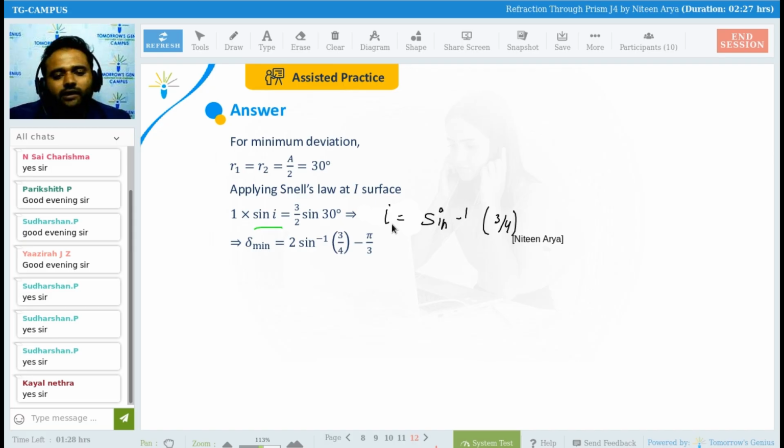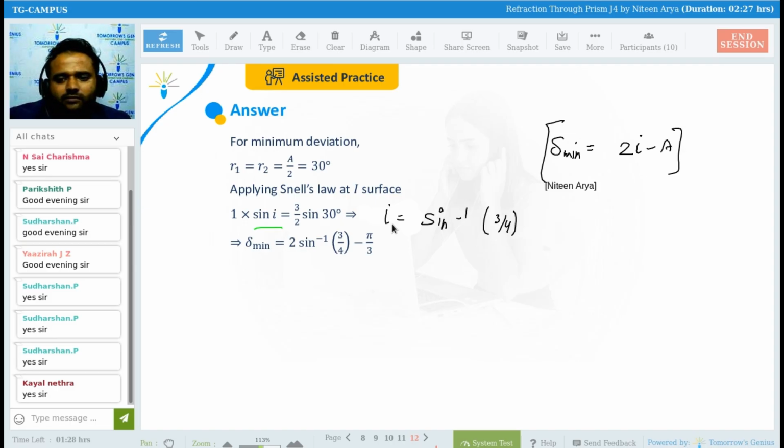Okay. And then the angle of minimum deviation is 2I minus A. Clear? You can say angle of minimum deviation is 2I minus A, where A is pi by 2. Is this clear, everyone?